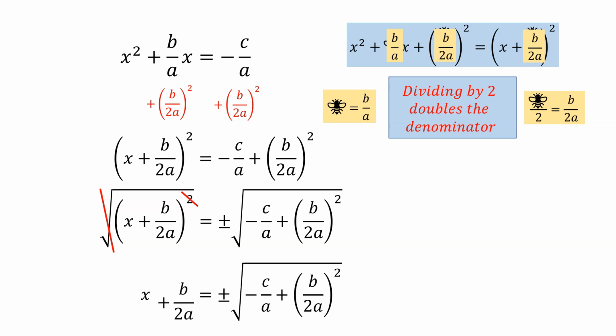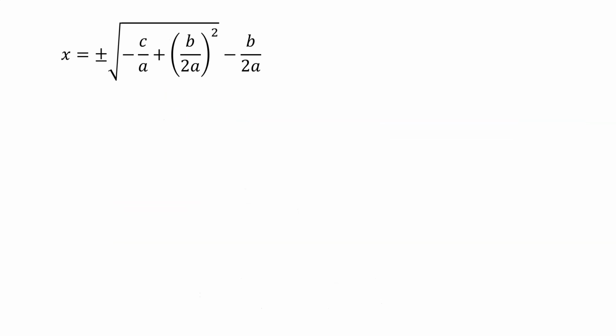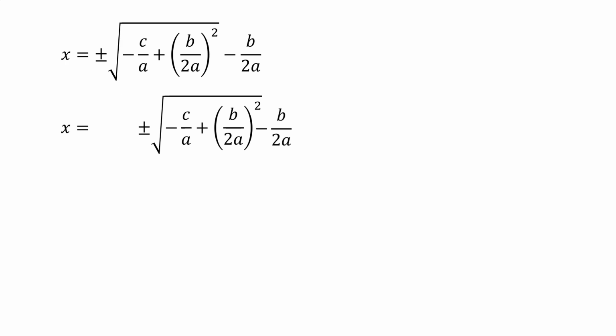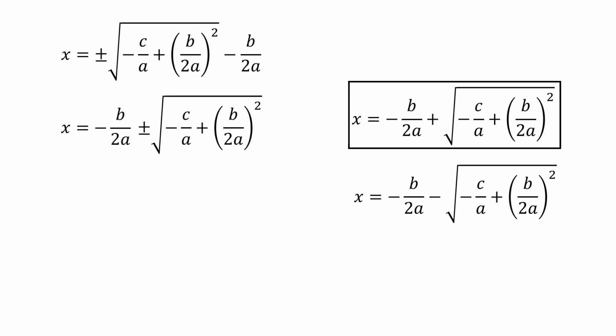We can move the b over 2a to the other side, but when it gets there, it becomes negative. As is the usual style, we reorder the terms by bringing the negative b over 2a to the front of the expression. We've solved for x and found x equals negative b over 2a plus or minus the square root of negative c over a plus b over 2a in parentheses squared. I've written out the two solutions on the right.